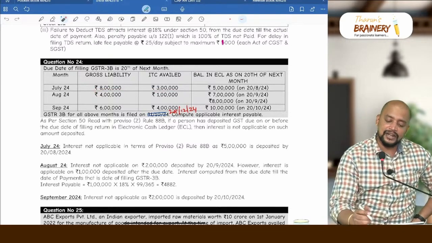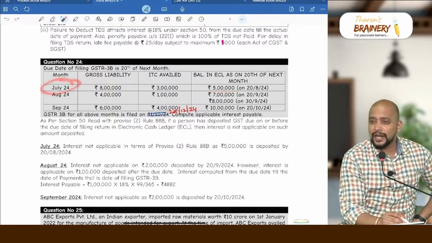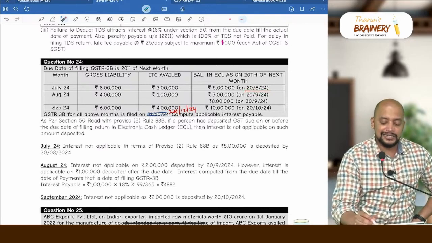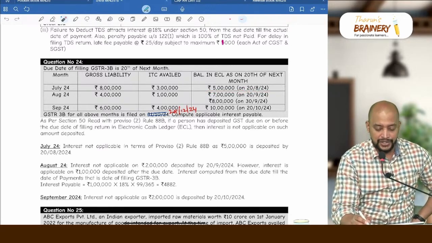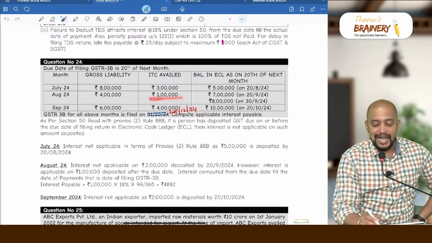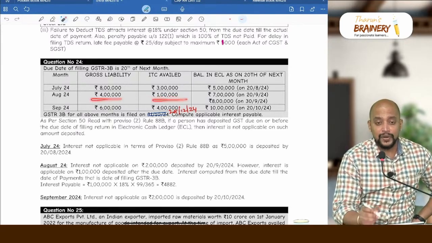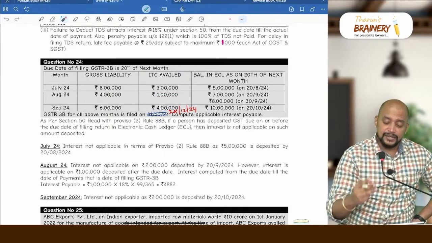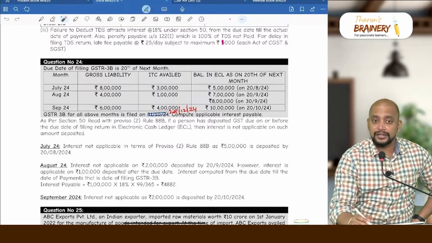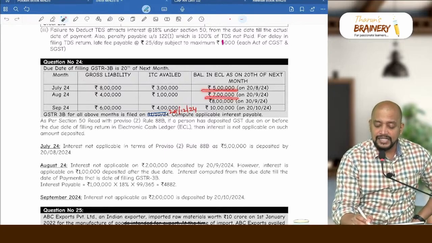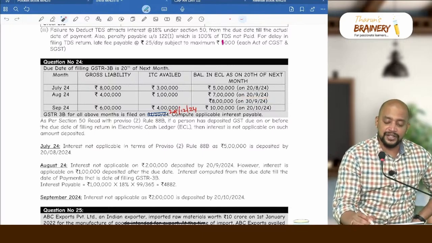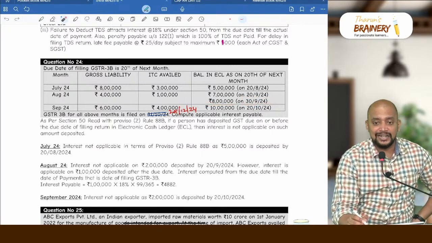I maintained that 5 lakhs as on the due date. For July, what is the due date of 3B? 20th of August. So as on 20th August, I maintained 5 lakhs in my cash ledger. Again, August 2024, my gross liability is 4 lakhs, ITC is 1 lakh. So 4 minus 1, 3 lakhs. 3 lakhs I have to maintain, but what is the mistake I did? I deposited only 2 lakhs. How 2 lakhs? Already 5, now it is 7. Means 2 lakhs I have deposited as on 20th September, and thereafter 1 lakh I deposited by 30th September.